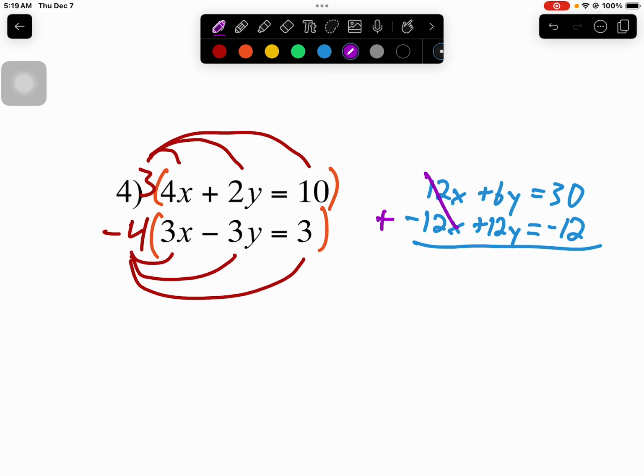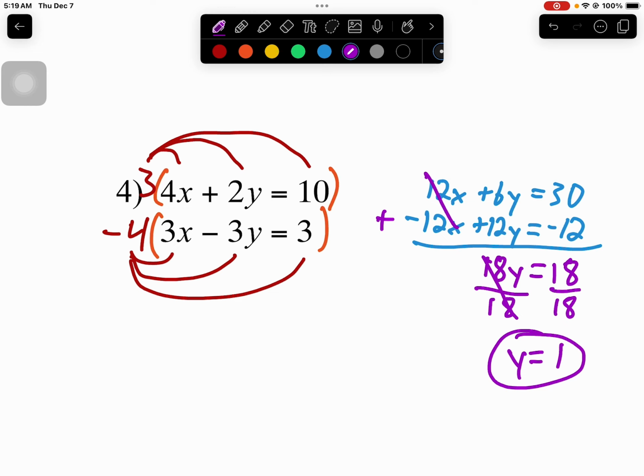Then you got 6y plus 12y, which is 18y. And then 30 plus negative 12, which is 18. So then divide by 18, and right away you get the y value, which is 1. All right, and I'm going to plug that in to one of the original equations. So let's just go with the bottom one, lower numbers, right? Don't make things hard for yourself.